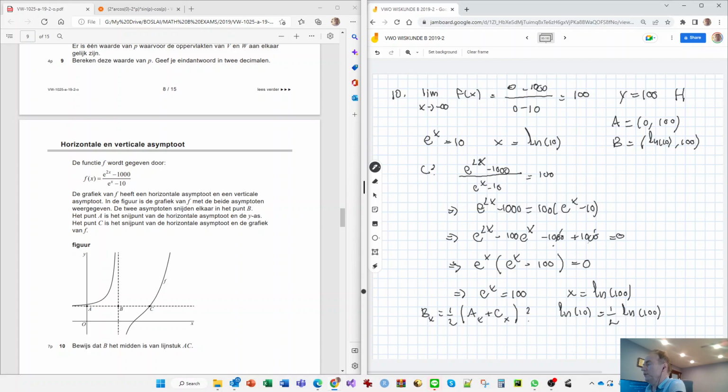You can take the half inside, then it becomes the square root. Or you can multiply by 2 as well, and this becomes the log 100 then. But yeah, so log 10 is log 10. So yes, B is in the middle.